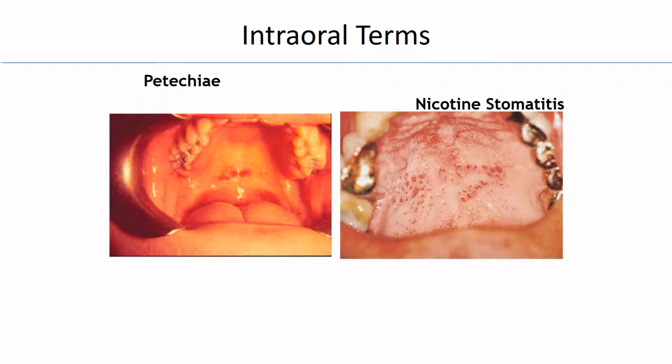All right, here we see petechiae again on the left side, and then you see a petechiae appearance, I should say, with this nicotine stomatitis, and that's just from the heat of the cigarettes doing that to the tissue.